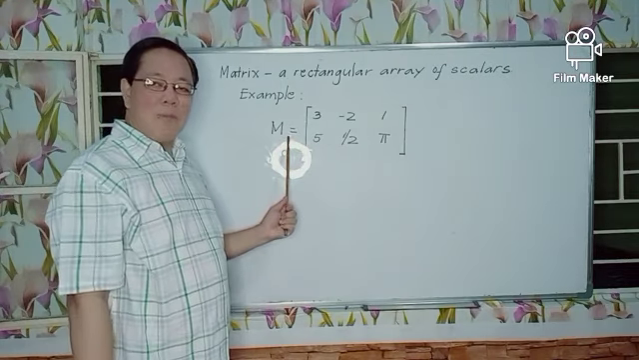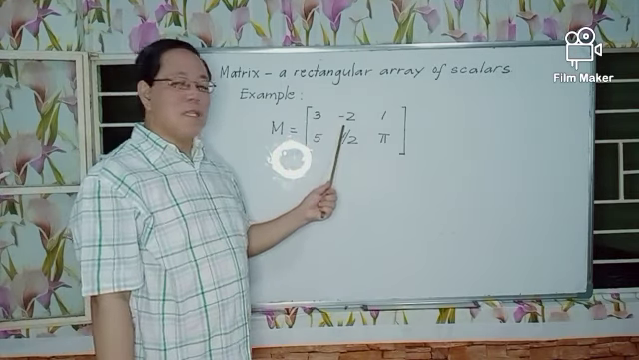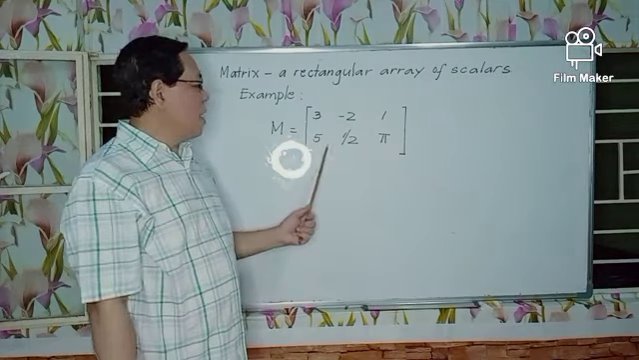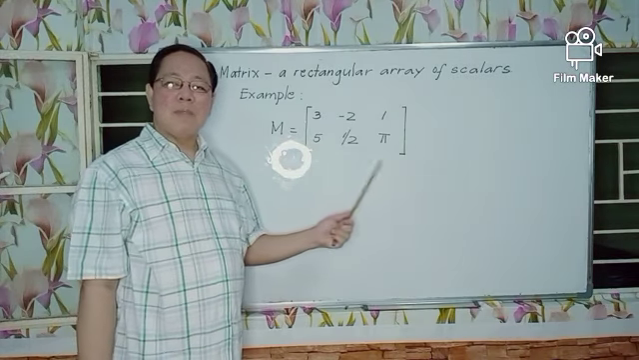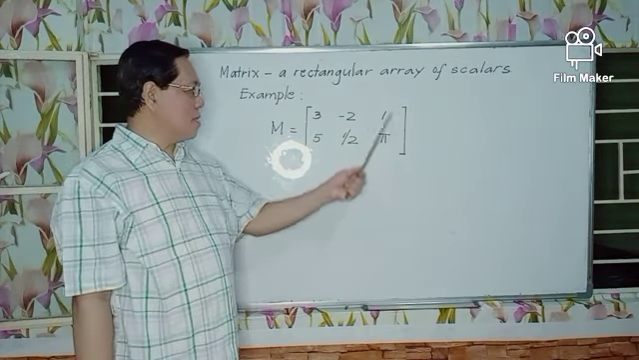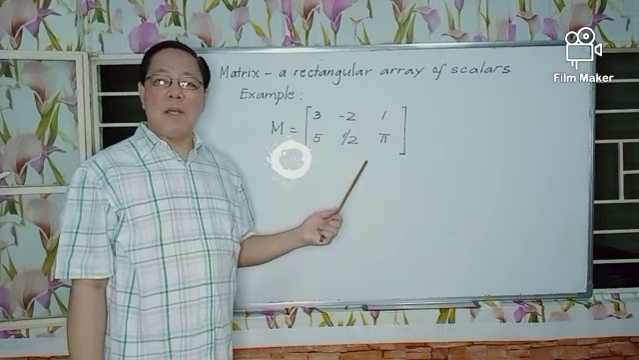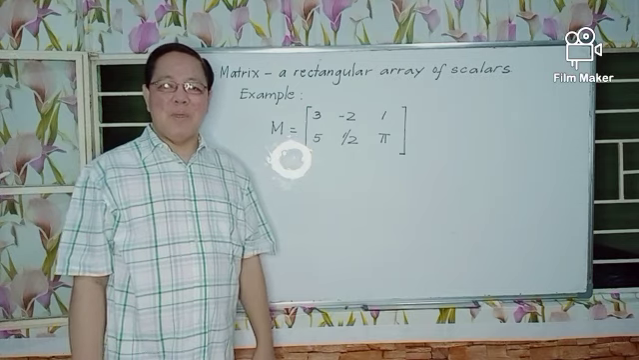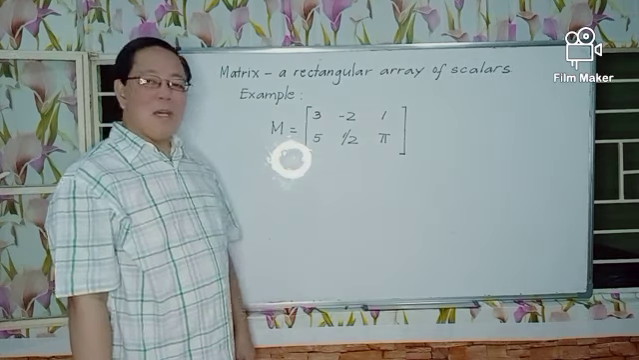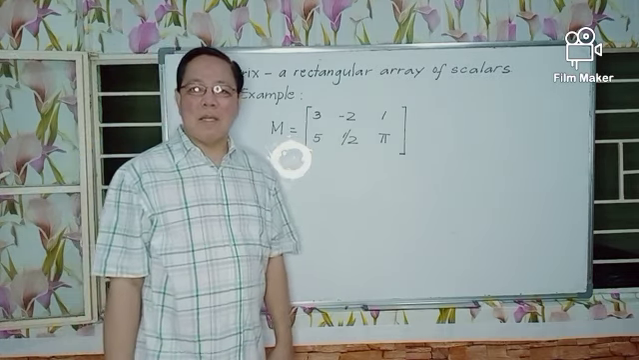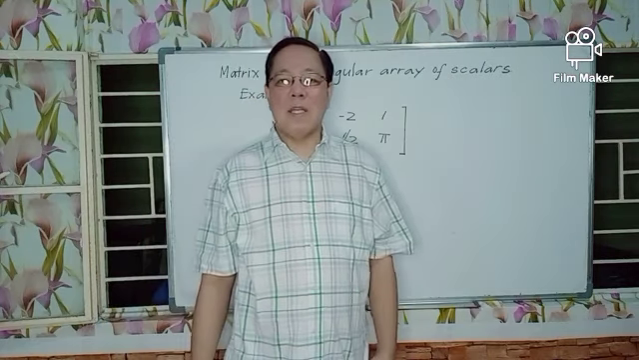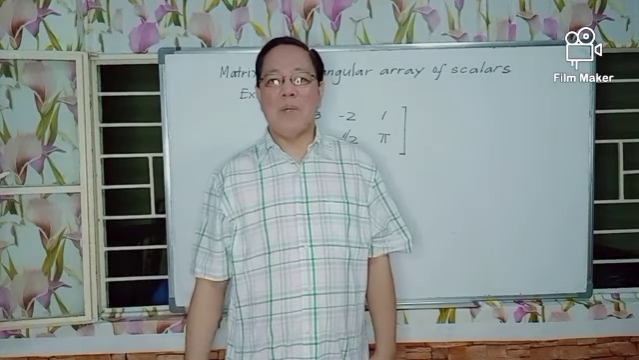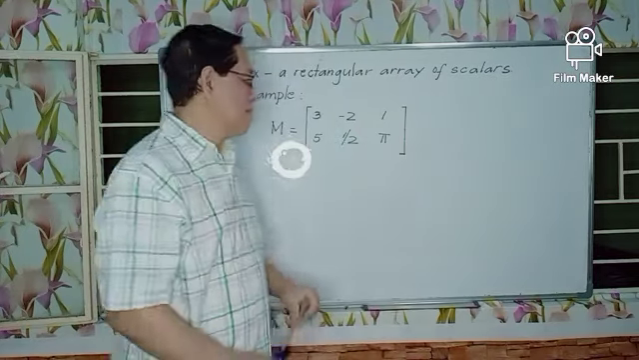So the entries of matrix M are 3, -2, 1, 5, 1/2, and pi. And for this matrix, the scalars or the entries of matrix M are elements of the set of real numbers. The size or shape of a matrix is defined as the number of rows and the number of columns.